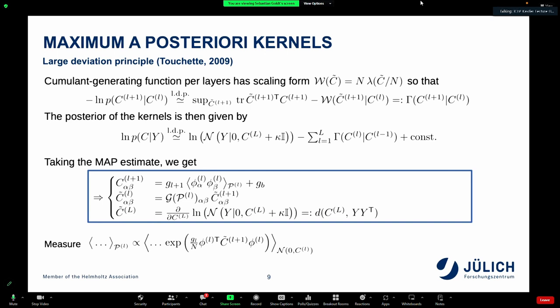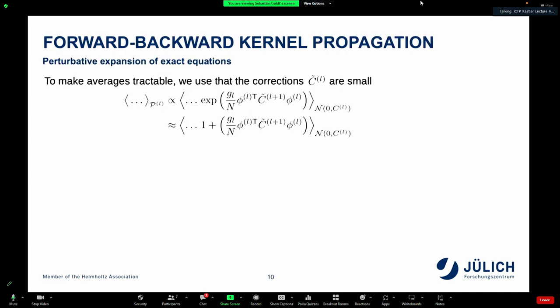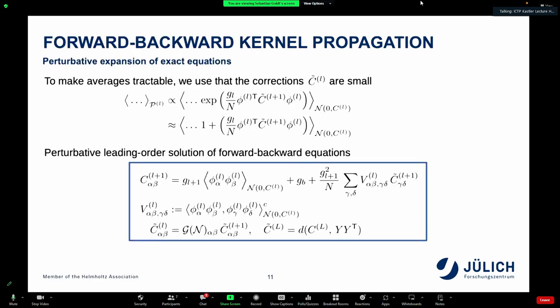All right. As you can probably already imagine, this measure over which we take the averages is not tractable. To make this tractable, we use that these corrections given by the conjugate kernels are actually small, and then expand the exponential to leading order, which gives us the perturbative leading-order solutions of these forward-backward equations that I've shown you before. And now there are two things that change here. One is that the appearing averages are with respect to a Gaussian again, where the Gaussian already contains the feature-corrected kernels in a self-consistent way. And we also get a second term that captures these corrections, where we have a four-point tensor, which describes the interaction between different data samples, and again, these conjugate kernels appear.